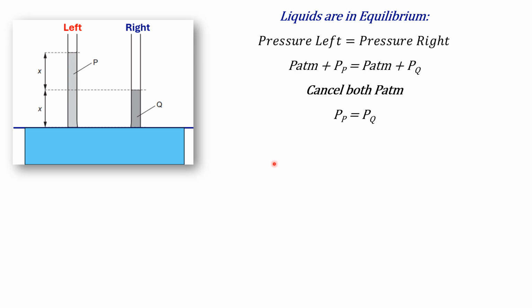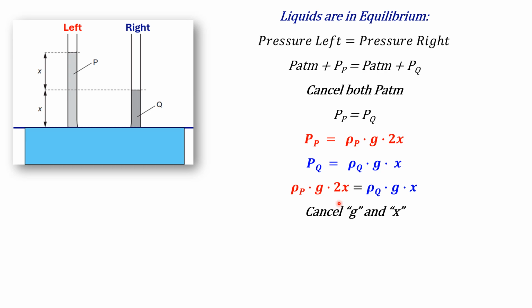Now, the pressure of the liquid P is the density of the liquid P times g times 2x. And the pressure of liquid Q is the density of the liquid Q times g times x. Back to the formula here, we have equalized both, and we are going to cancel g and x. What is left? The density of P times 2 is equal to the density of Q.